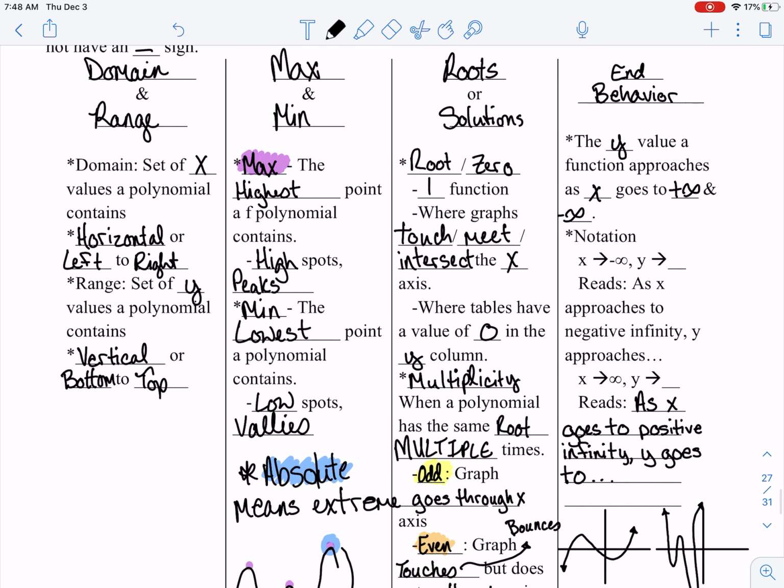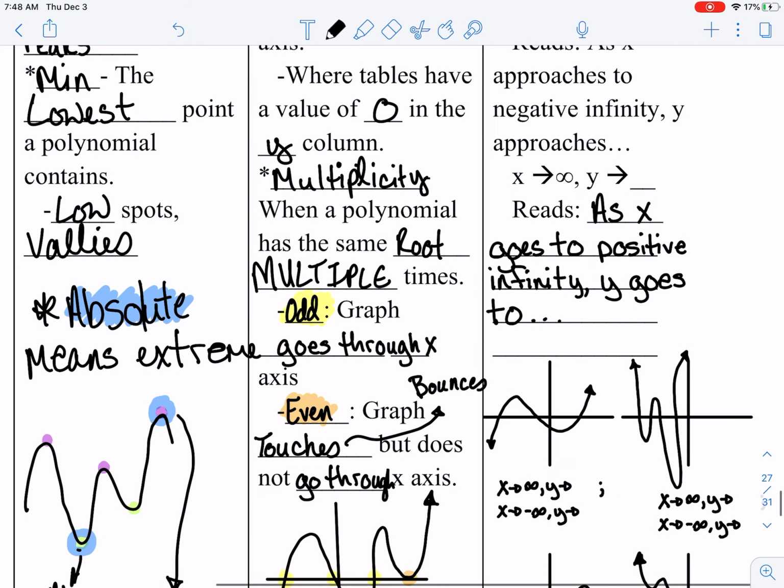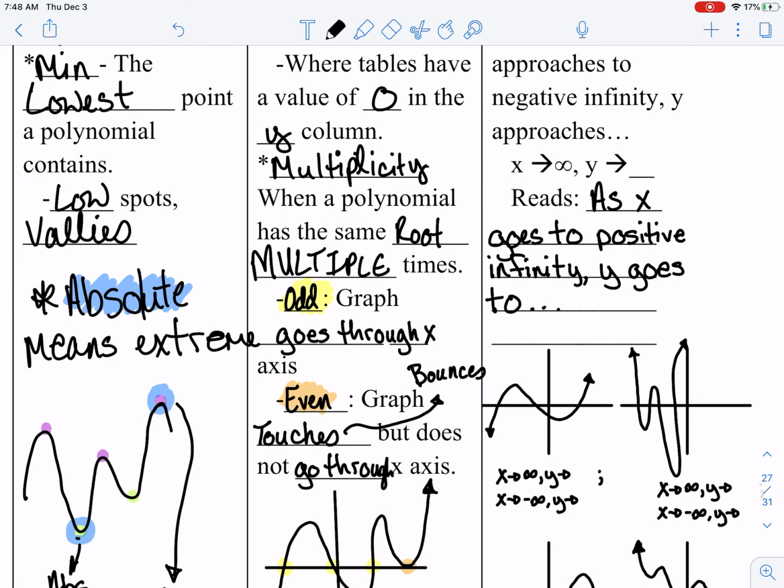We have roots or solutions or zeros to polynomials as well. Remember, a root or zero deals with one function. It's where the graph touches, meets, or intersects the x-axis. If you want to look at it through a table, say your graph is crazy, your answer choices have x equals values. You just pull up your table, type that particular x value in, your y value should be 0, right? That's going to eliminate you having to zoom out and change the window on your graphs.